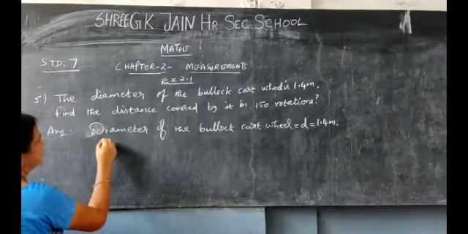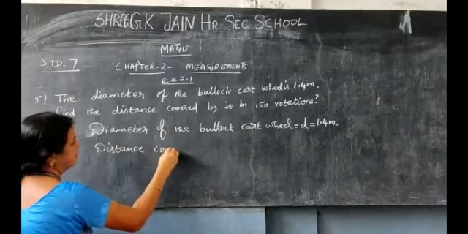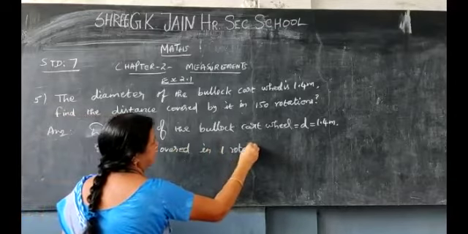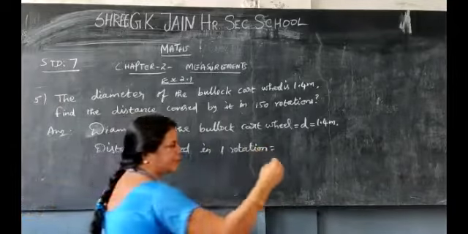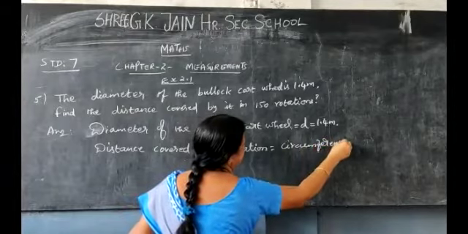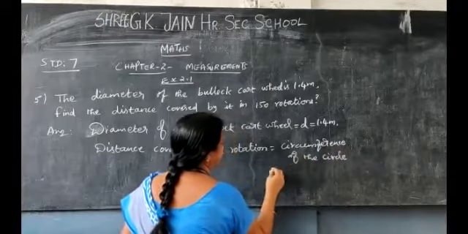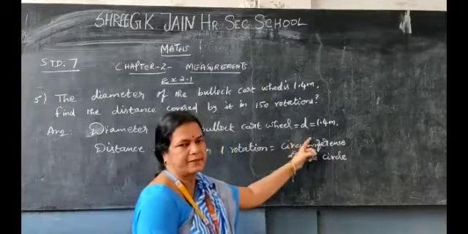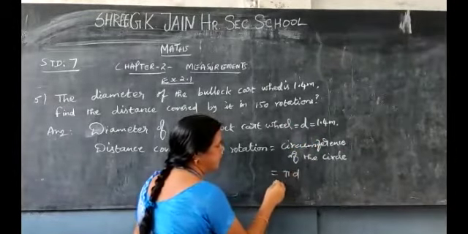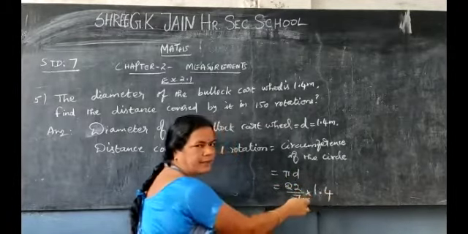See here what is given. So distance covered in one rotation is nothing but the circumference of the circle. Diameter is given, so which formula are you going to use? Pi D. So take down this, nothing but pi D. That is 22 by 7 into 1.4. In the place of D, apply this one.